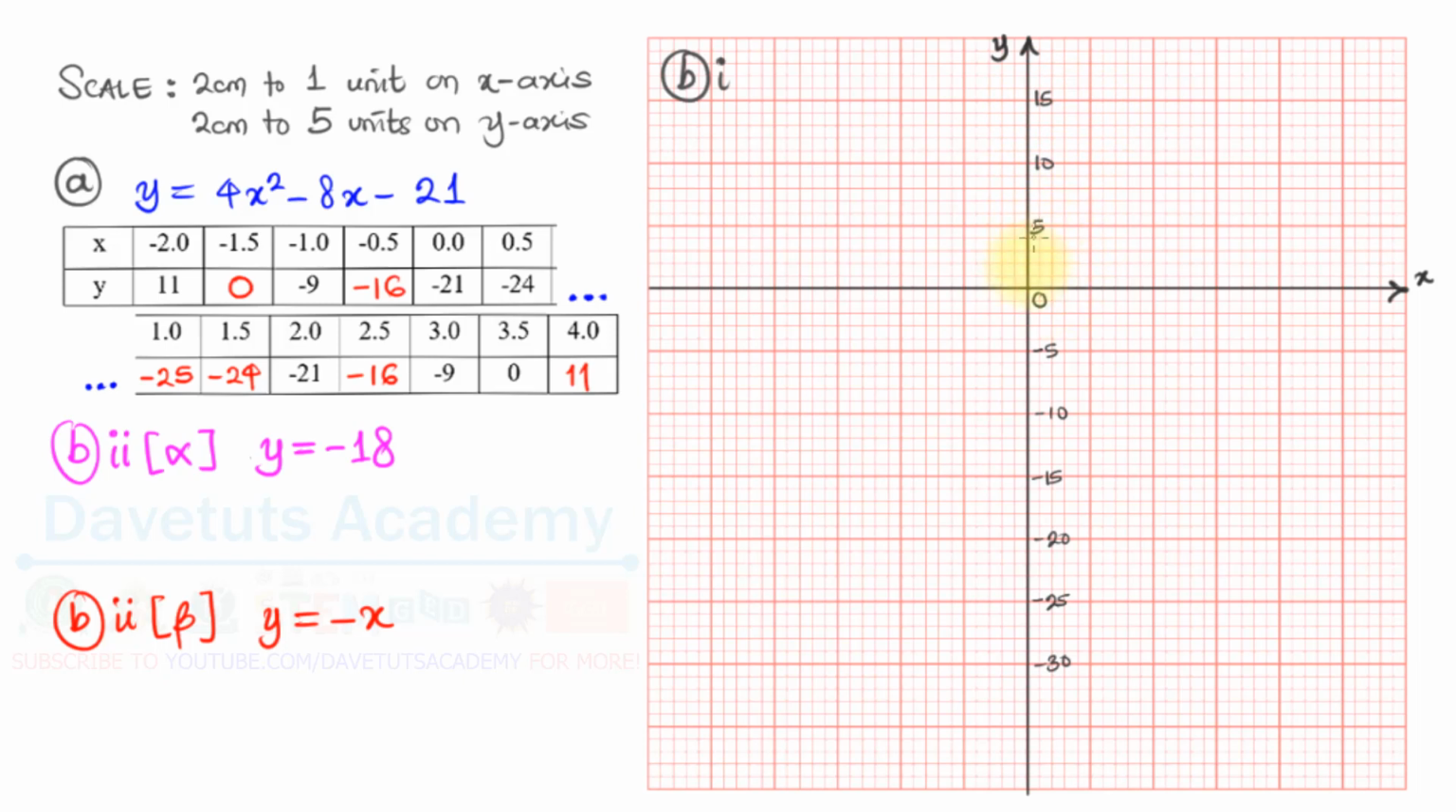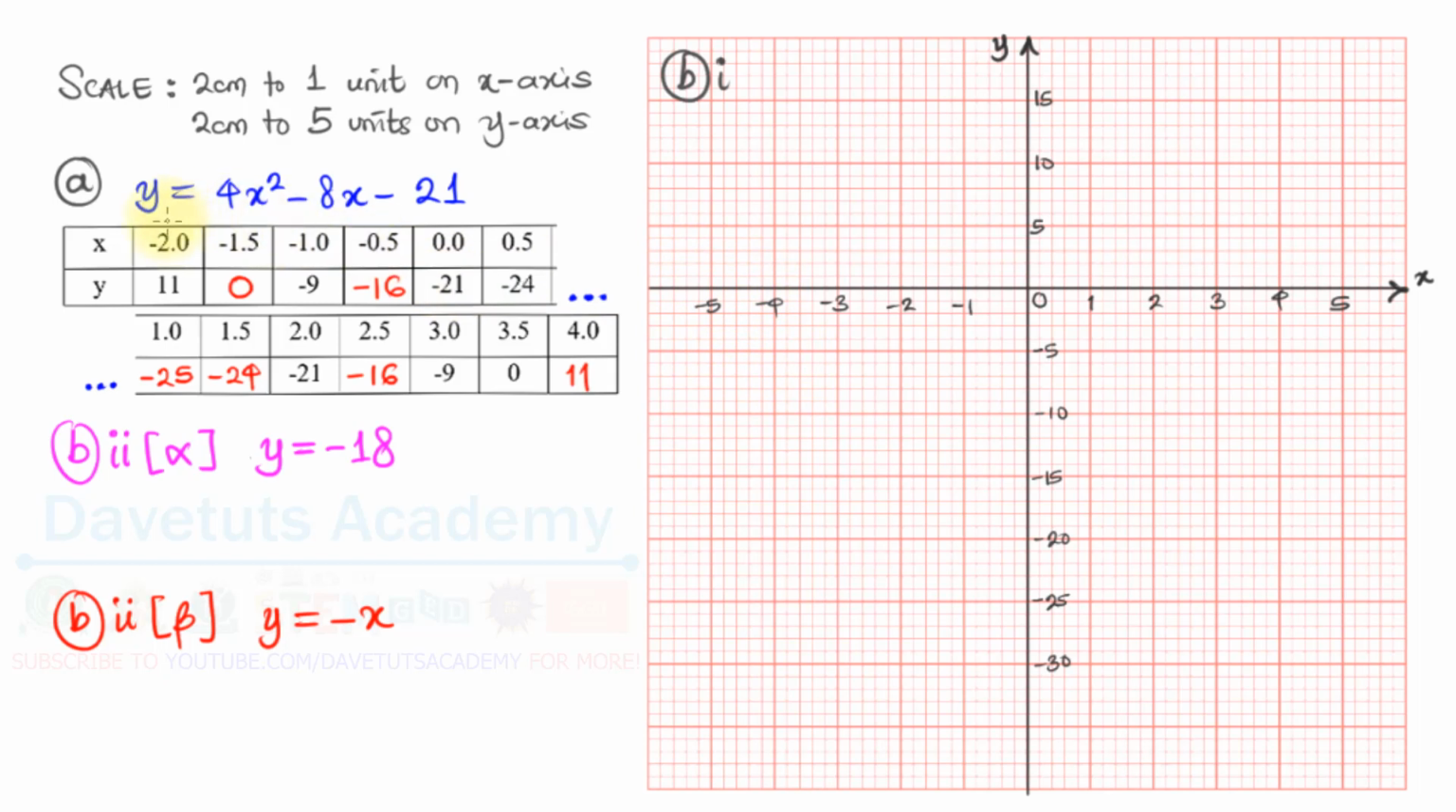Okay, so each of these 2 centimeters have been accorded 5 units as requested on the scale, and then on the x-axis, to the positive we have 1, 2, 3, 4, and 5. And to the negative, we have minus 1, minus 2, minus 3, minus 4, and minus 5. Okay, so that is as appropriate.